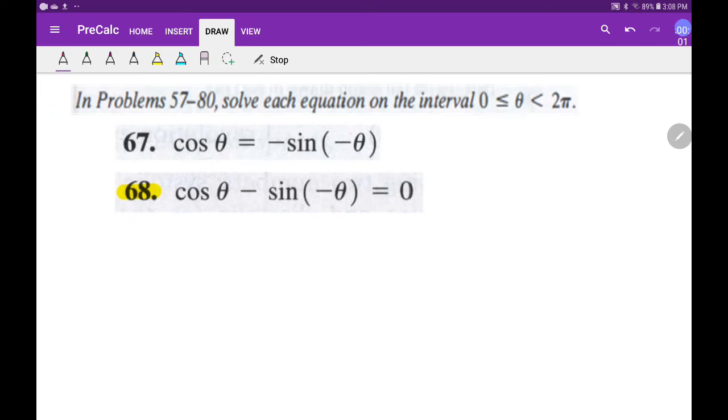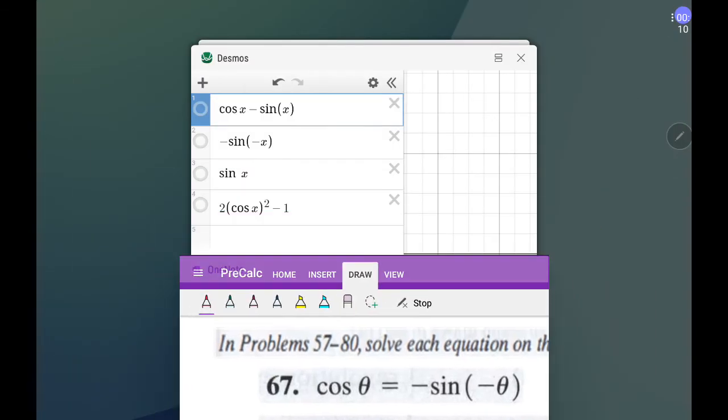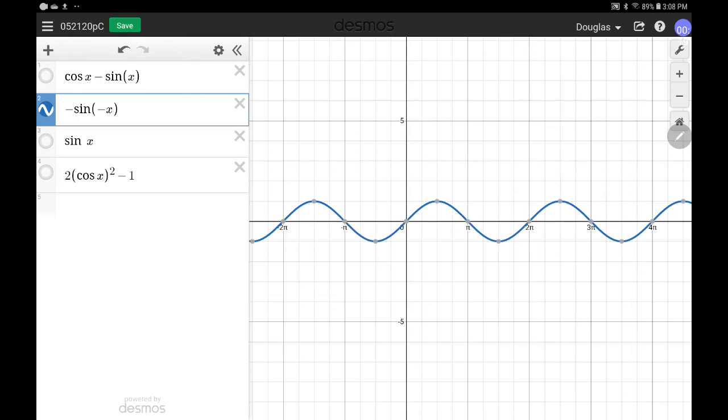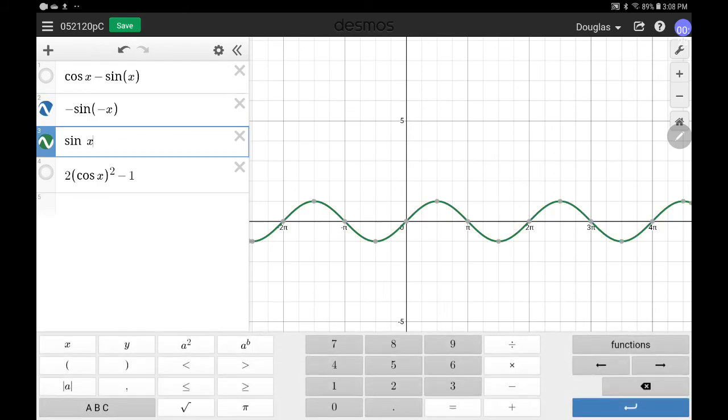As we look at 67, I want to remind you of something, and I'm going to use Desmos to remind you. Negative sine of negative theta. So I put these in here. Here's negative sine of negative theta, and there it is. It's a normal sine wave, and then I just plug in a normal sine wave, and well, it's hard to see over the other one, isn't it? So there it is in green, and there it is in blue, and it's the same wave, okay?